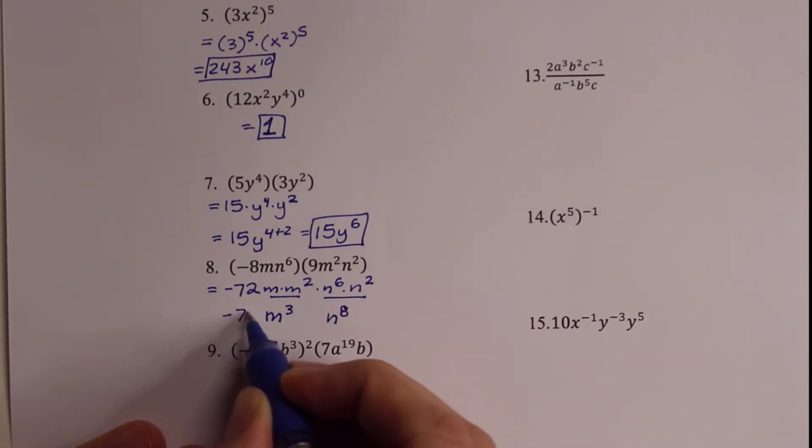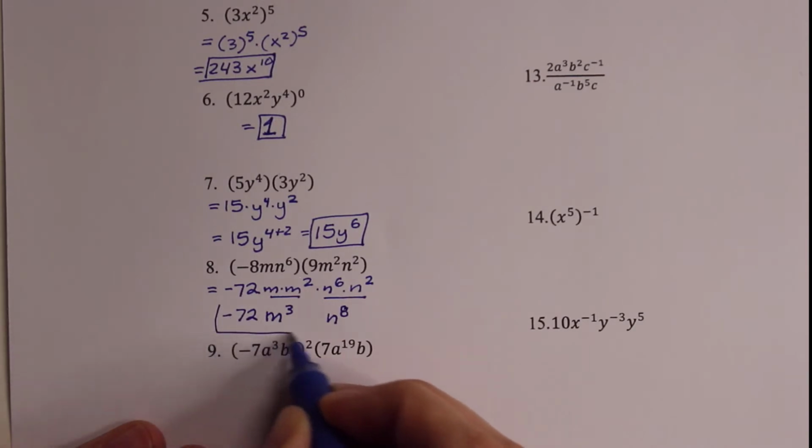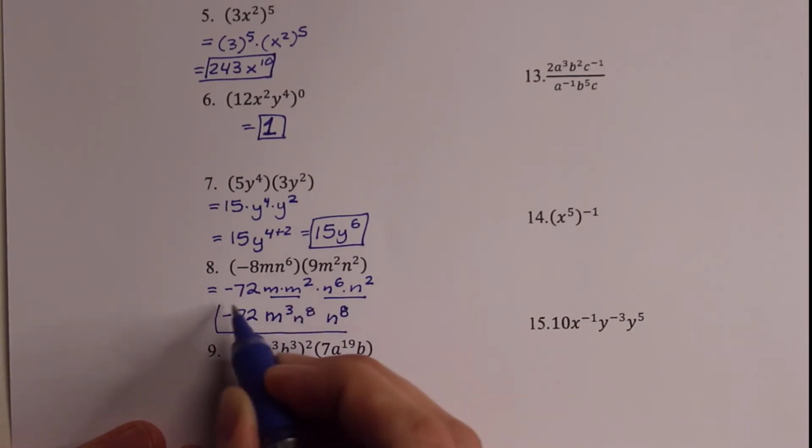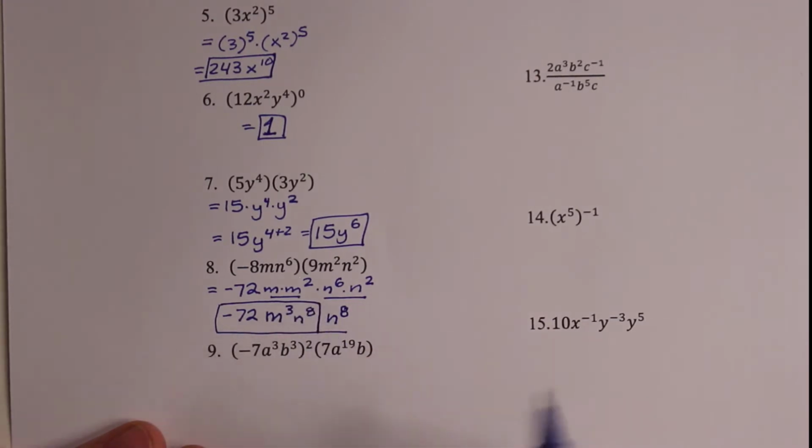And then we still had a 72 with a negative in front, and I spaced them out a little bit too much, but the n to the 8th, let me just squeeze it in right there, is right in there. So that is the answer.